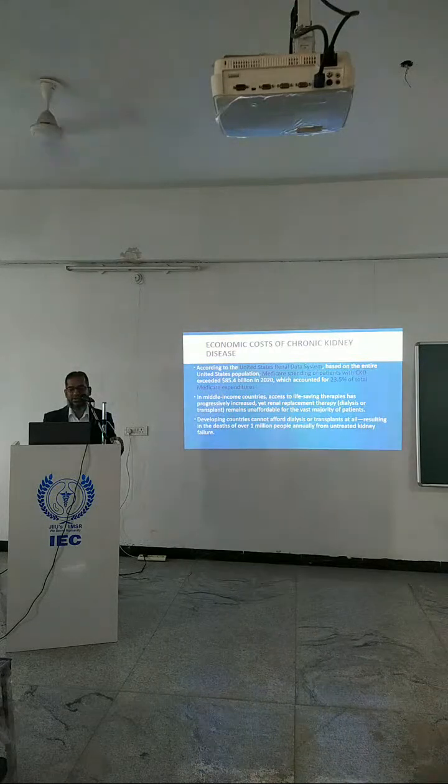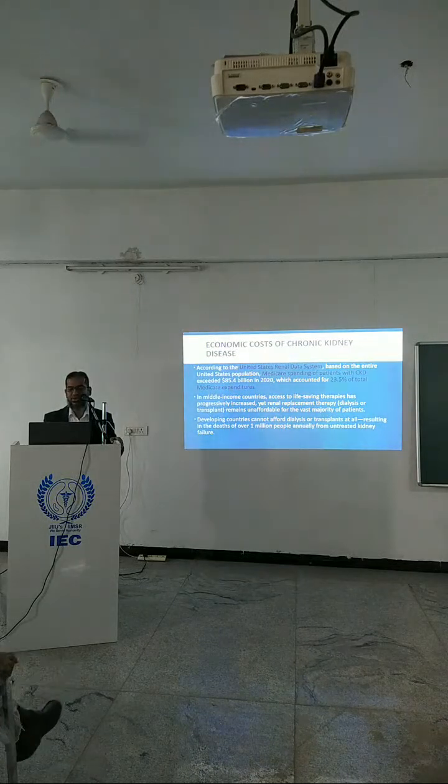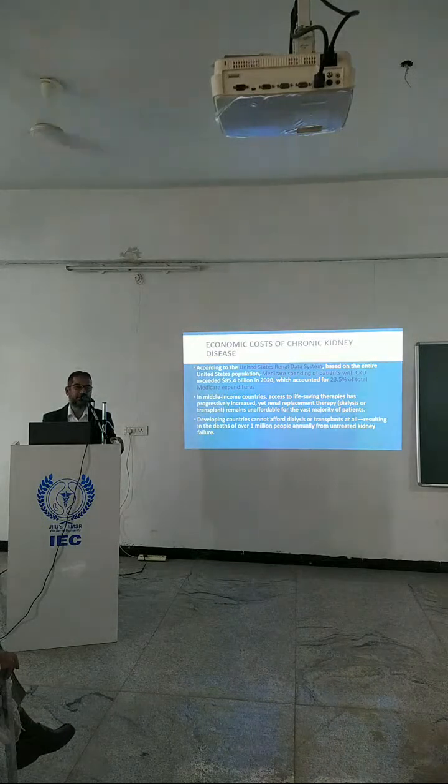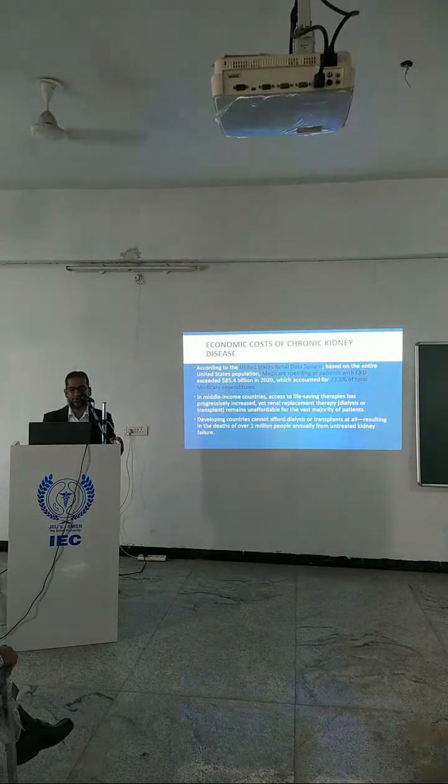Then, according to the United States Renal Data System, based on the entire United States population, Medicare spending of patients, Medicare and Medicaid, these are the two insurance programs in the US. They spend money on treatment of the patients. So they say that Medicare spending of patients with CKD exceeded 85 billion in 2020, which accounted for 23% of the total Medicare insurance expenditure. In middle income countries, access to life-saving therapies has progressively increased, yet renal replacement therapy remains unaffordable for a vast majority of the patients.